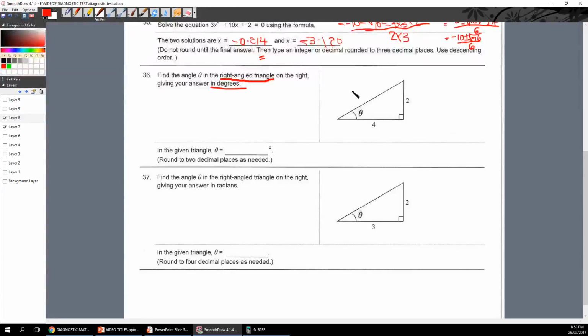Okay, so this is the hypotenuse, H. Here's our angle theta. For that angle theta, that's the opposite, and this here is the adjacent. And this is what we want to find. We want to find this in degrees. So we write down SOHCAHTOA.